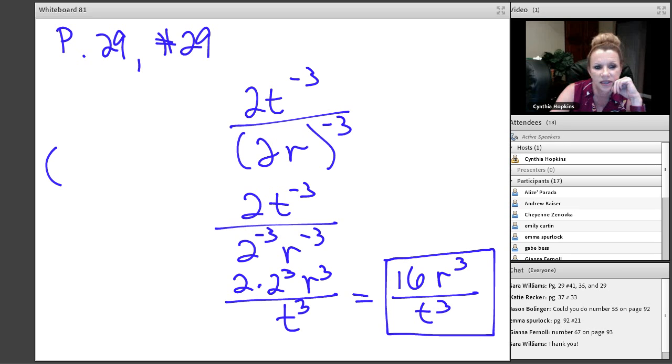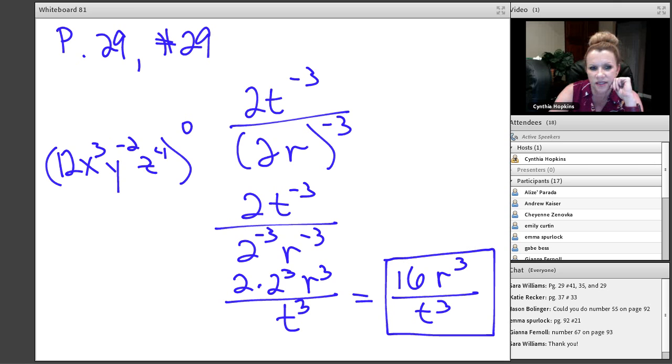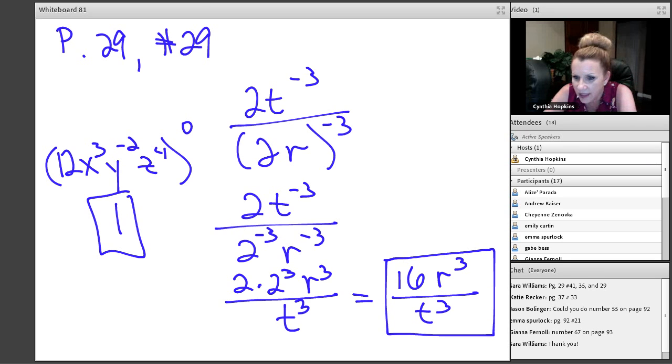So let me just say this. If you have, let's say, 12 x to the third, y to the negative 2, z to the fourth, and I raise it all to the 0 power, I don't have to do anything inside the parentheses. That equals 1. Anything to the 0 power equals 1. Okay? All right. So now let's move on.